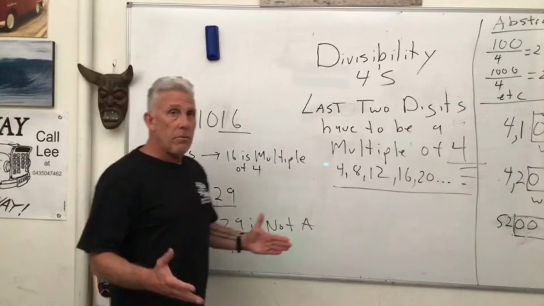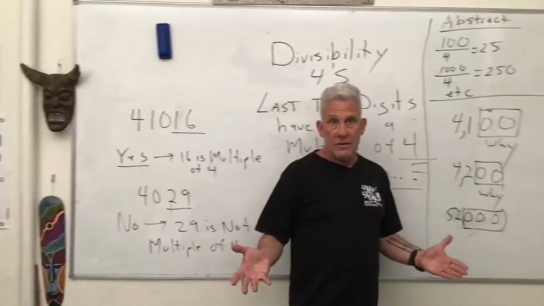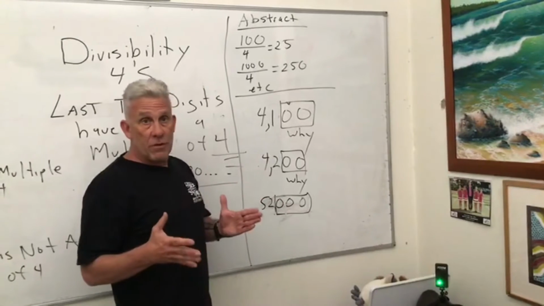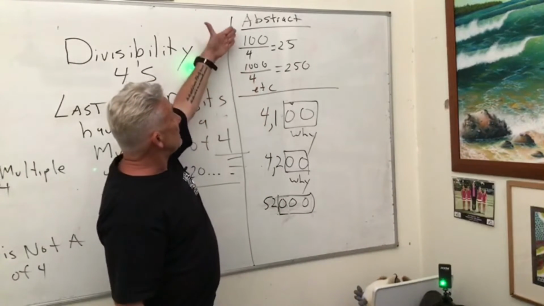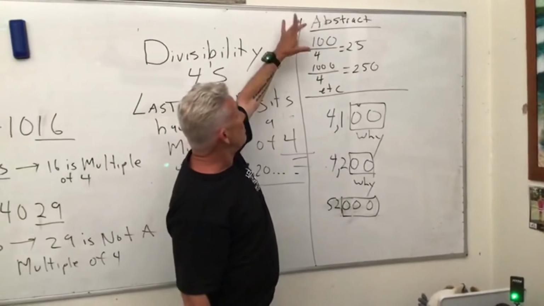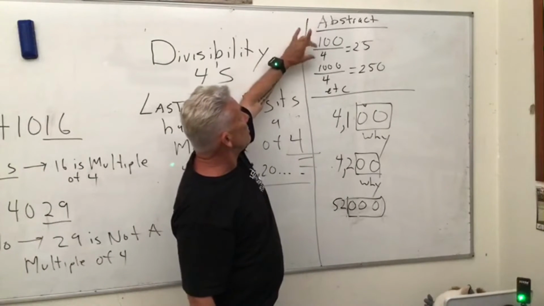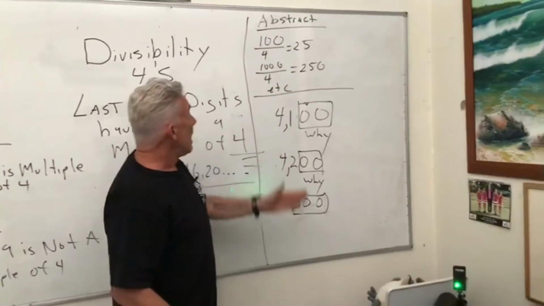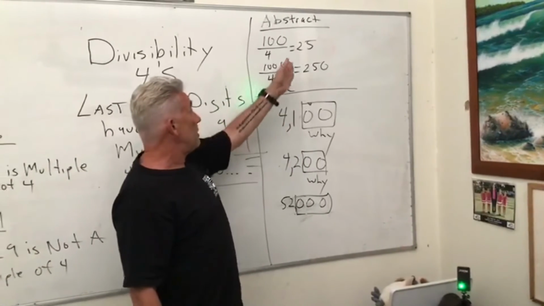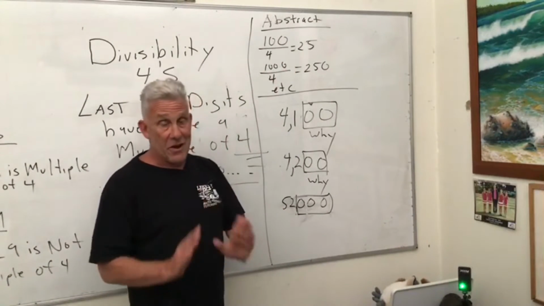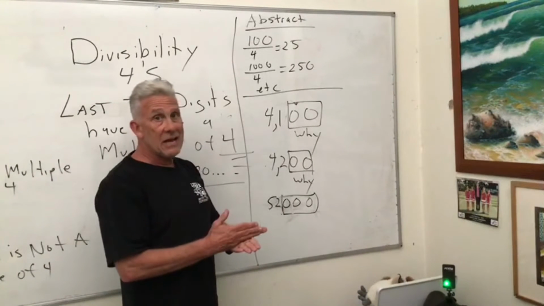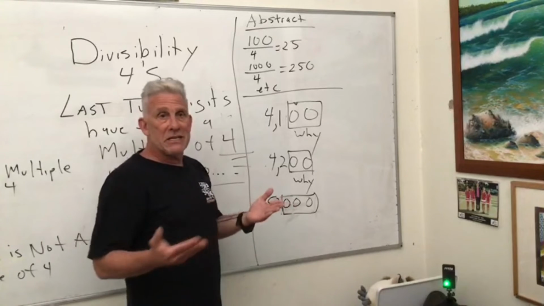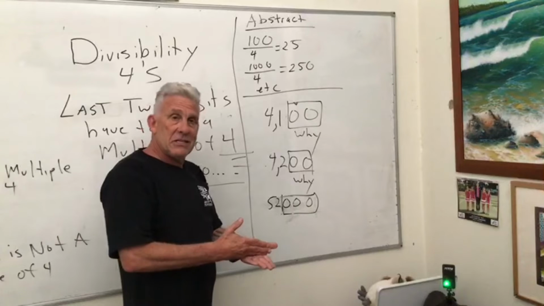Now, you probably are wondering why. Maybe you aren't, but a lot of people wonder why this rule works. It's pretty straightforward. It goes like this. It's an abstract concept, but if you get your head around this, 100 is divisible by 4 25 times, no remainder. And 1,000 is divisible by 4 250 times, no remainder. Therefore, the hundreds and the thousands are not problematic. We don't need to consider those digits in the number.